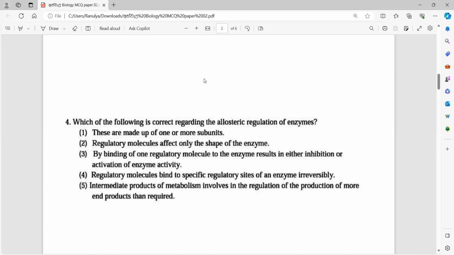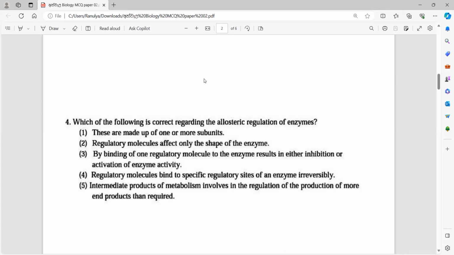Fourth one, regulatory molecules bind to specific regulatory sites of an enzyme irreversibly. Now, regulatory molecules, either activators or inhibitors, bind to a specific regulatory site of the molecule via non-covalent interaction. If it binds via non-covalent interaction, then it's reversible. If they bind through covalent interactions, they are irreversible. So the fourth statement is also incorrect.